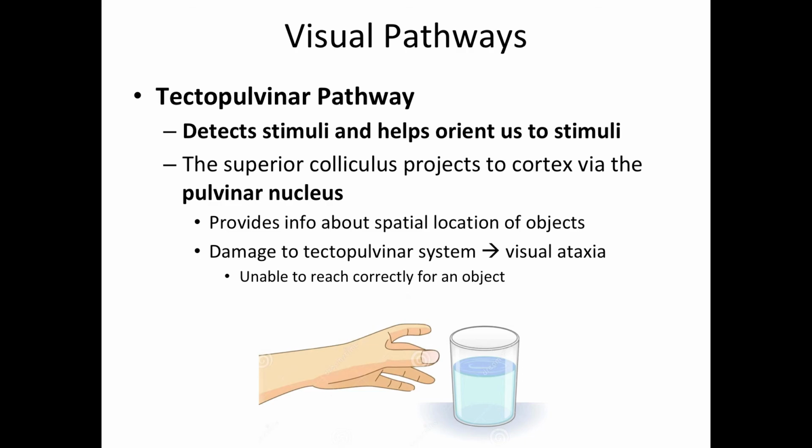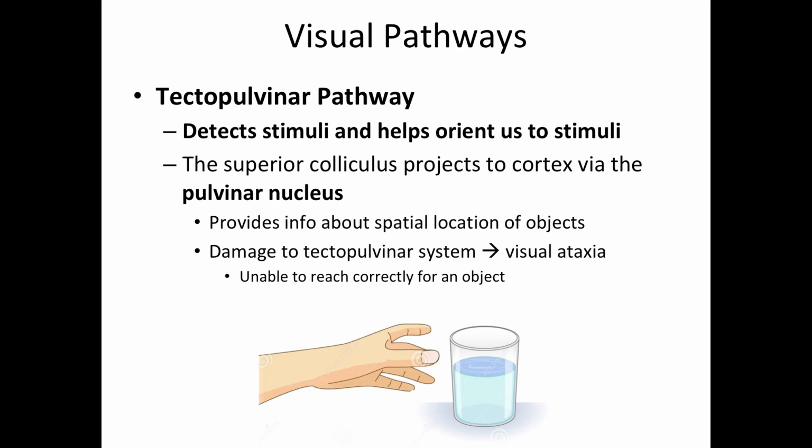The tectopulvinar pathway is important for detecting and orienting to visual stimuli. As I said in the slide before, the superior colliculus projects to the cortex via the pulvinar nucleus. This is really important because it provides information about the spatial location of objects.